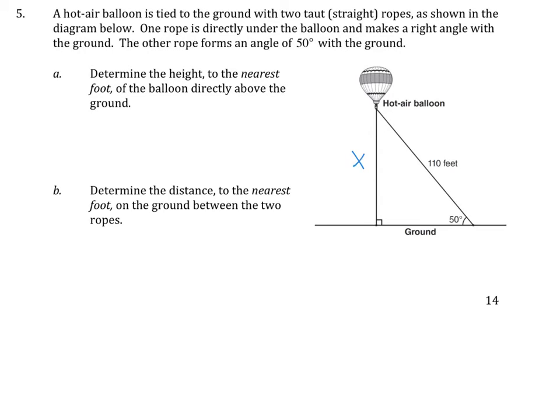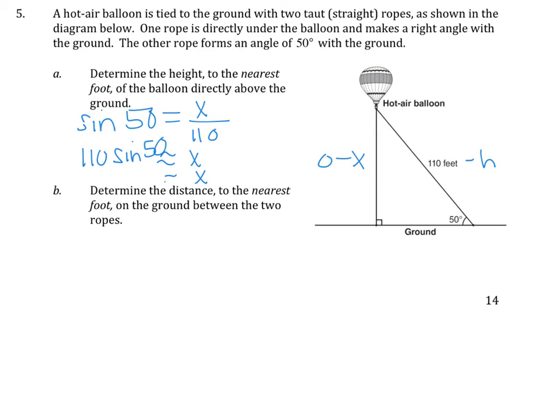So the height is going to be this straight part where I've labeled x. So with regard to that angle, we have the opposite and the hypotenuse. So that's the sine function. Sine 50 is equal to x over the hypotenuse of 110. Cross multiply. And to the nearest foot, we get 84.